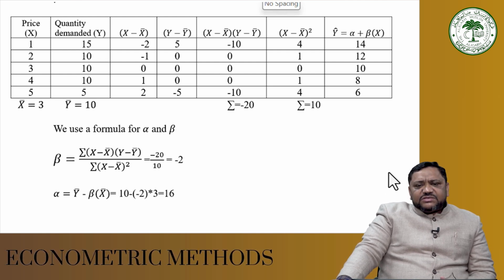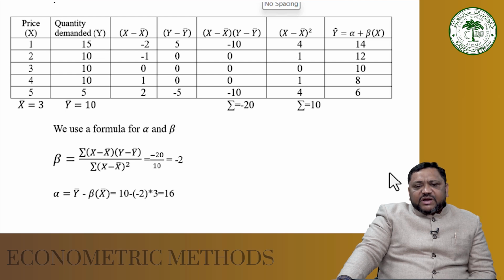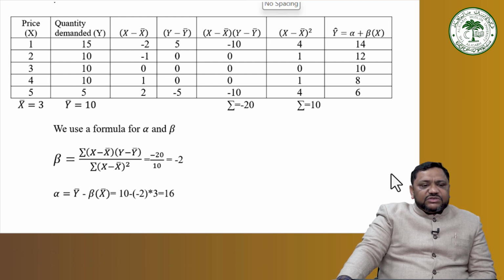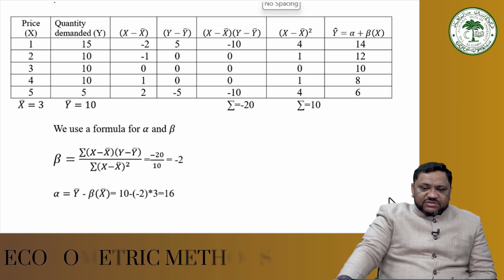The trend line is nothing but the data points given in the last column of y hat. So we have the data and estimate the demand equation as QD is equal to 16 minus 2P. Here 16 is the intercept, that is, when price is equal to 0, quantity demanded is 16, and the slope of the line is minus 2, that is, with a 1 unit increase in price, the quantity demanded will decrease by 2 units.